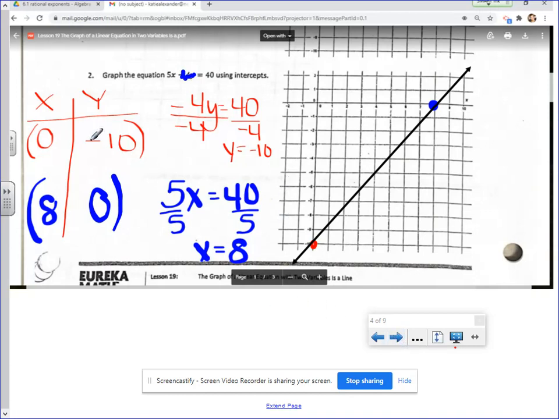So we went over 0, down 10 for our red point, and then we went over 8, up and down nothing for our blue point.